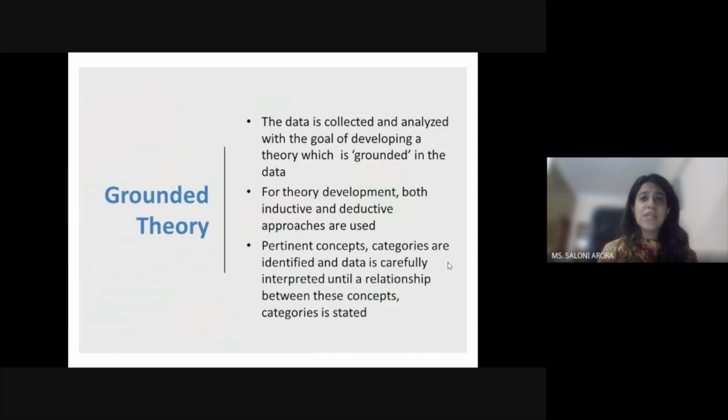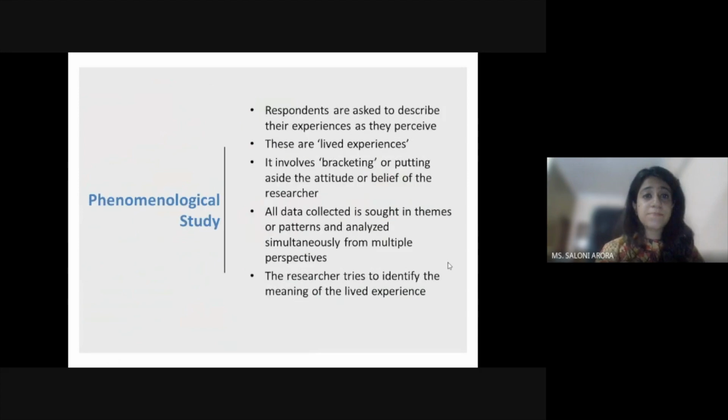Now, how actually is the data collected and analyzed here? So, there are different concepts, the different categories. While the base is there, we're going to connect the dots, we're going to connect the concepts, the categories, identify them, and then build them into themes. Once we develop a relationship between them, we go on following the same process until a relationship is formed between them. Once that relationship is formed, then we say that yes, our theory has been developed.